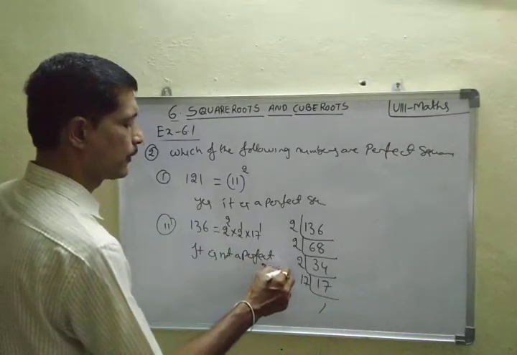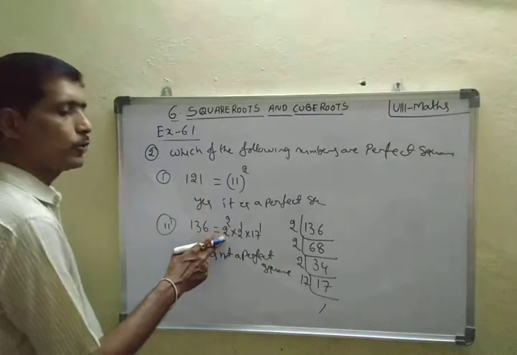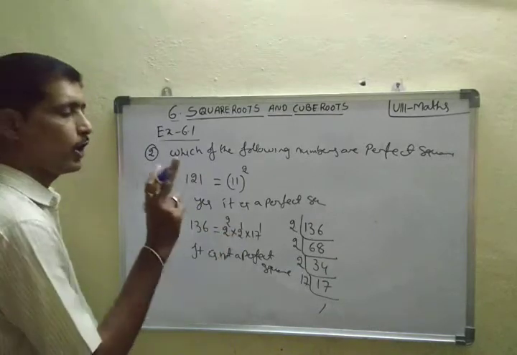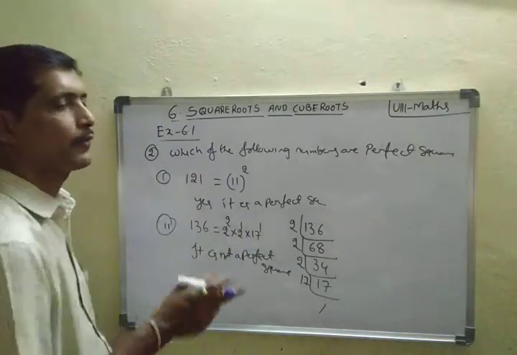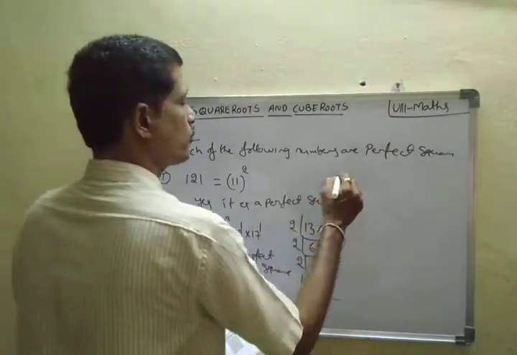Why? Perfect square means compulsorily numbers must be in pairs. Here 2 square, that is a pair. Here 2 power 1 is only 1 number, 17 power 1 is also 1 number. Therefore it is not a perfect square. Next 256.